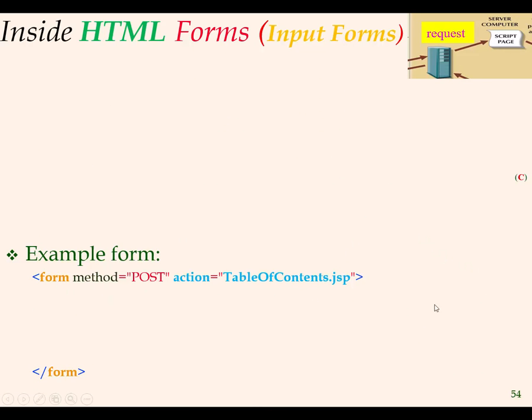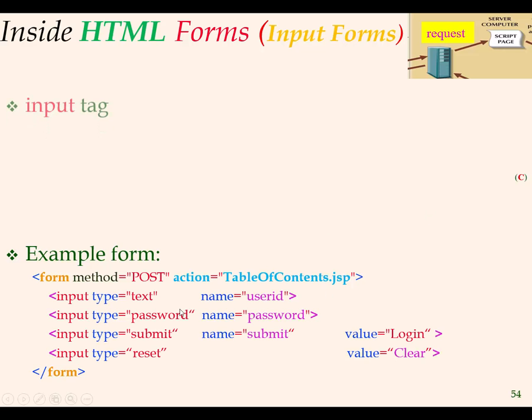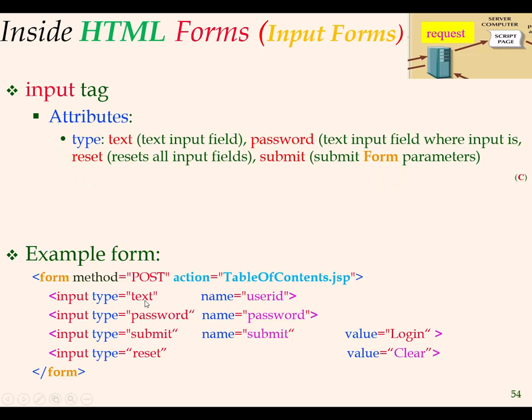So here's form. And in the form, I'm going to actually put the input tag. Here is the begin and end. The attributes are type, and you can have text, password. That means the text is not displayed. The submit, which is the submitting the form, and reset.